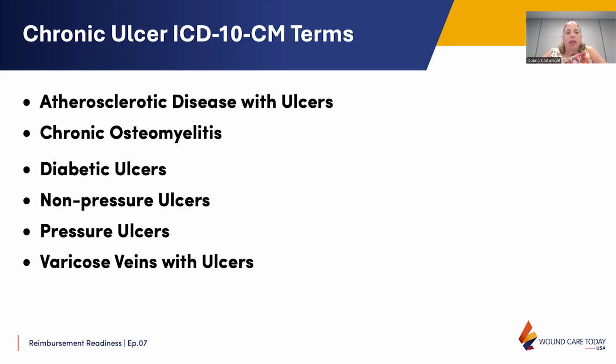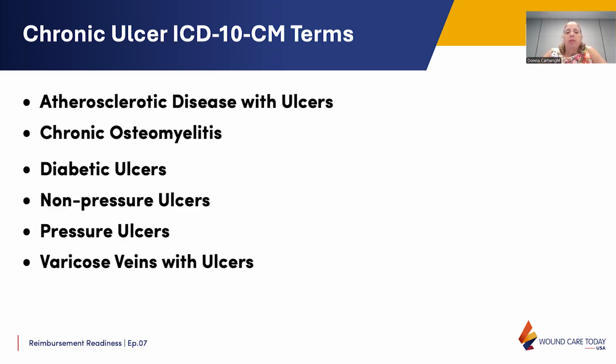we've discussed before in the vascular diseases episode and the diabetic ulcers episode. Some of those chronic ulcer terms you're familiar with: atherosclerotic disease with ulcers, chronic osteomyelitis, diabetic ulcers, non-pressure ulcers, pressure ulcers, varicose veins with ulcers.